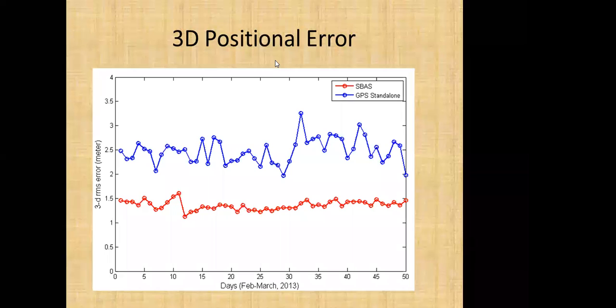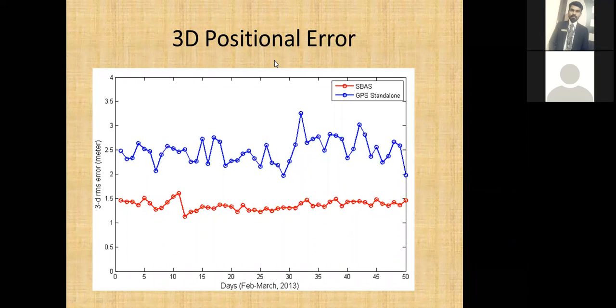So this picture is showing GPS standalone position error and SBAS position error. For civil aviation purposes, the error should be lower than 6 meters. What we have achieved with Gagan is less than 1.5 meters. Okay, next.